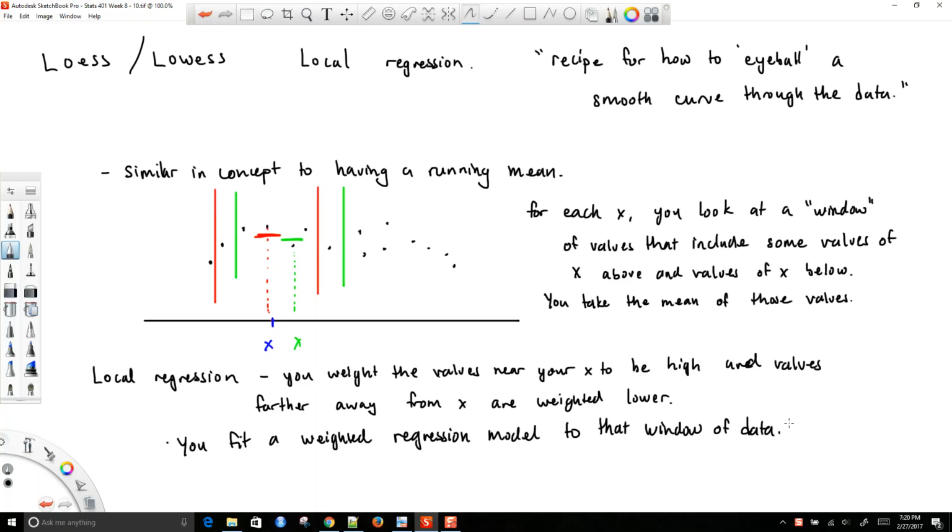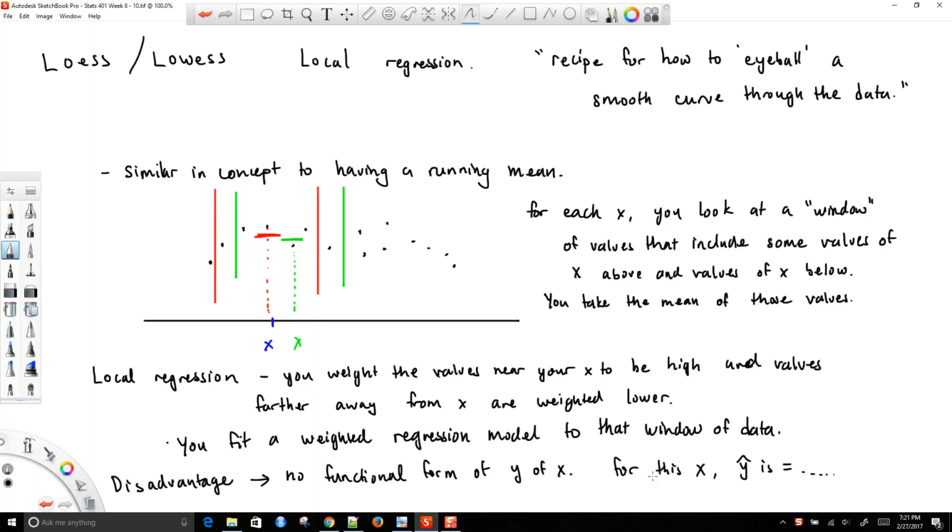The disadvantage is there's no functional form of y of x. Just, for this x, y hat is equal to this value, and for that x, it's something else. But you get a curve, right? Essentially, here's a plot of points, and you try to draw a smooth line that fits the data, and it gives you a recipe for doing that, depending on how you want to weight things.